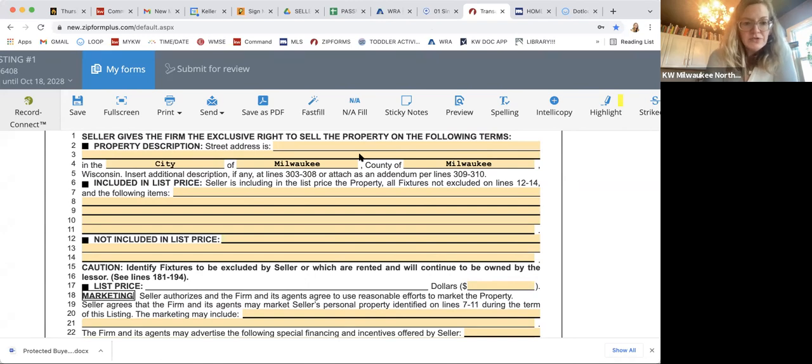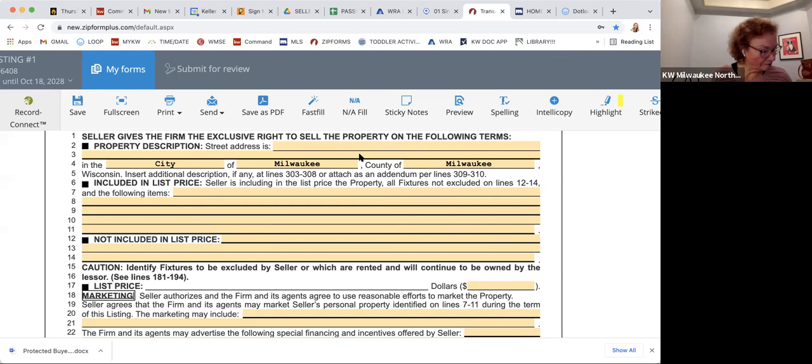So lines 6 through 11, you are going to indicate what is included in the purchase price. So the seller is including in the list price of the property all fixtures not excluded on lines 12 through 14, and the following items. Here's where you will put things like appliances. There are various pieces of the property that an owner might be willing to transfer along.